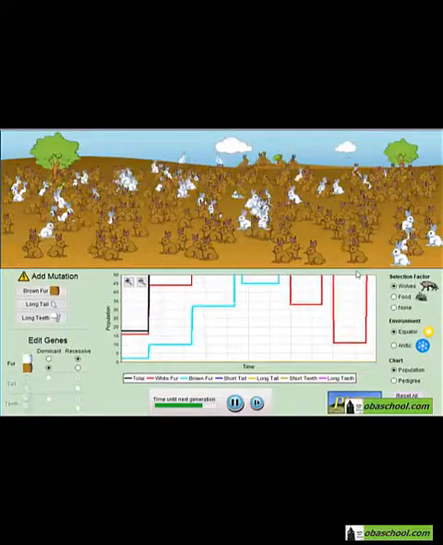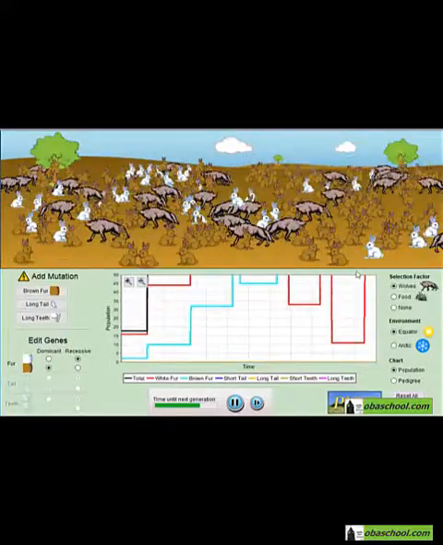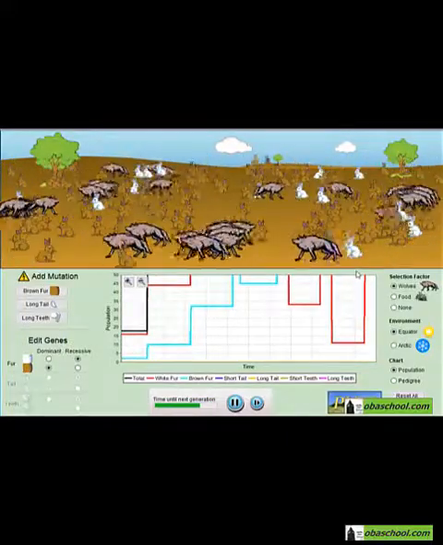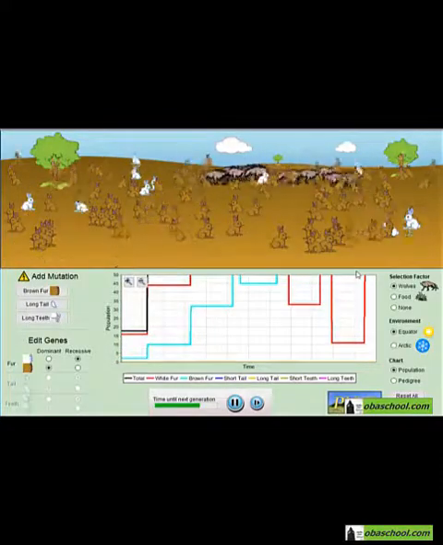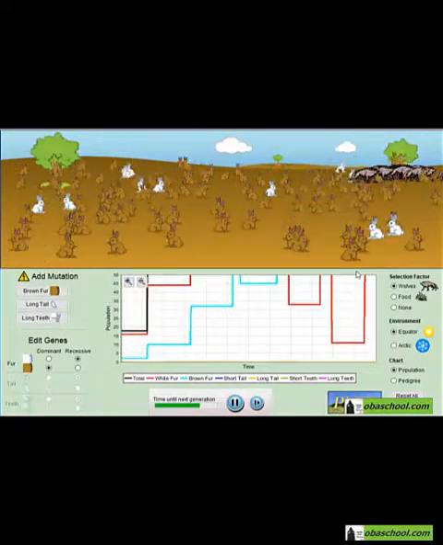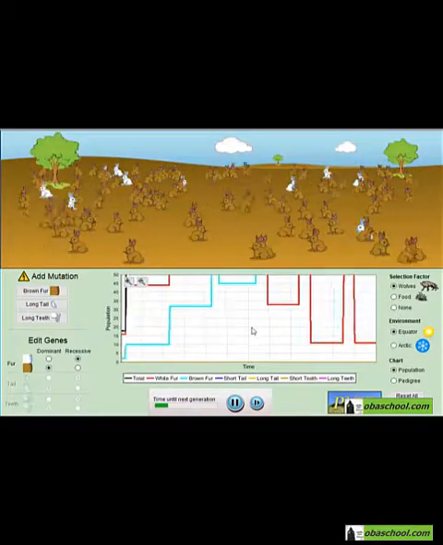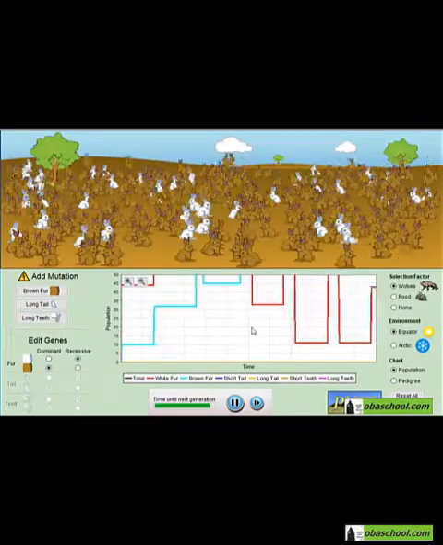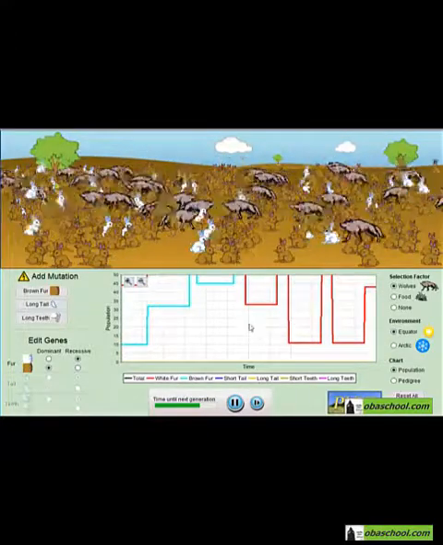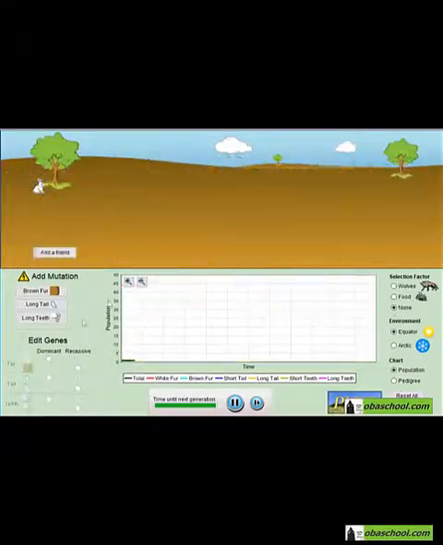The population, which started off as mostly white rabbits, is now mostly brown rabbits due to the selection factor. This mutation of fur color into brown gave the rabbits that carried it an advantage and allowed them to survive better. That's why we call it an advantageous mutation.